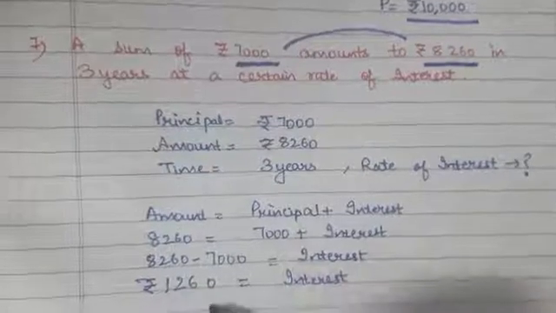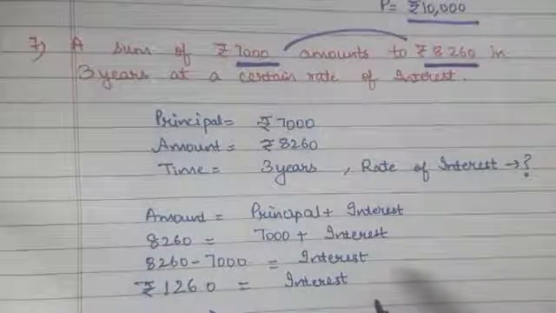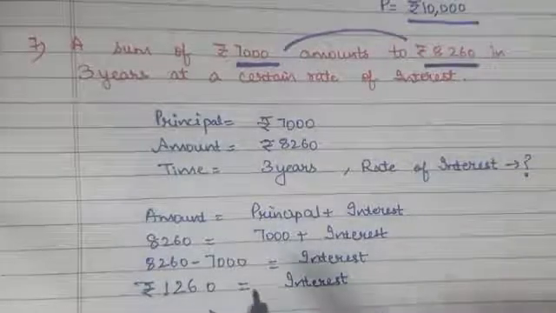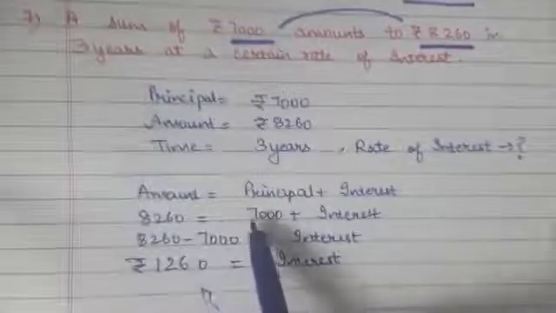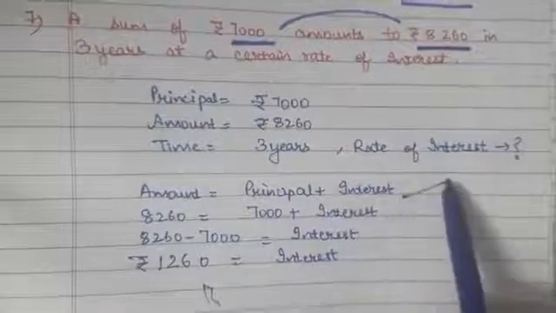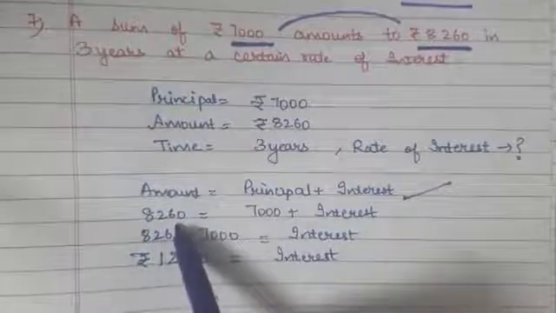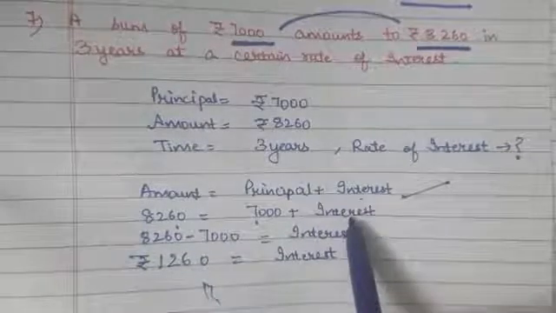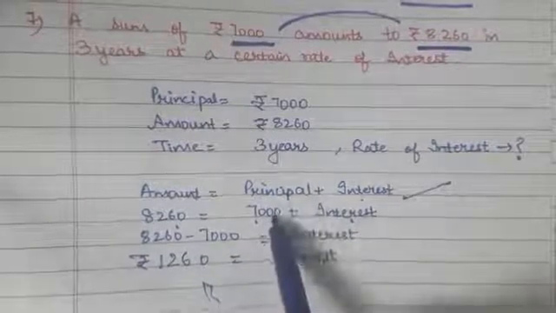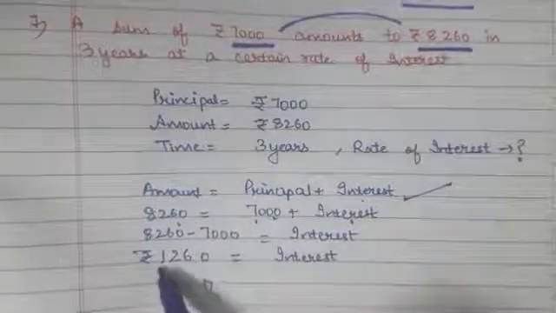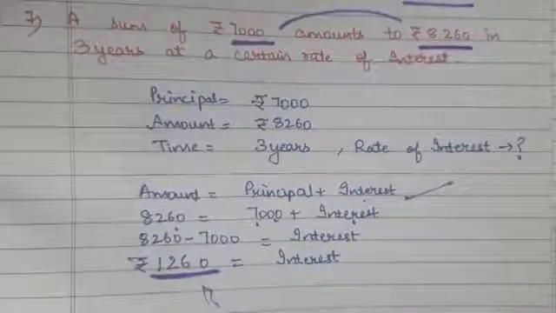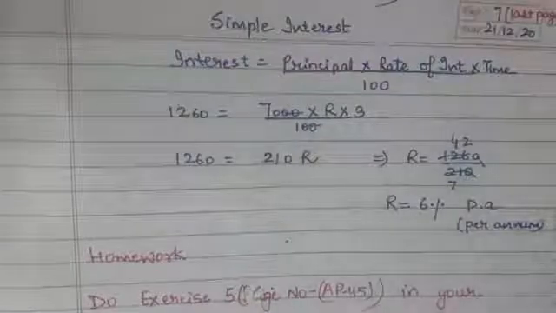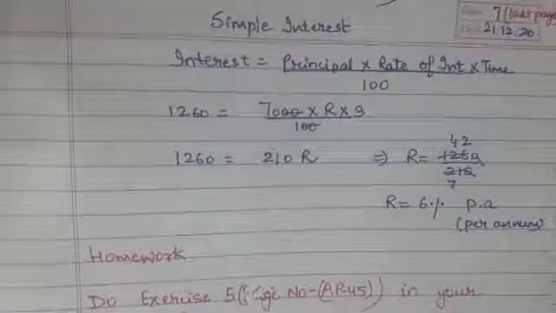Now, amount is given to you, so let us apply the formula for amount first. Now, amount is principal plus interest. Amount we know, principal we also know, and interest we will find from here. So 7,000 will shift to that side. We get finally 1,260 rupees as interest.